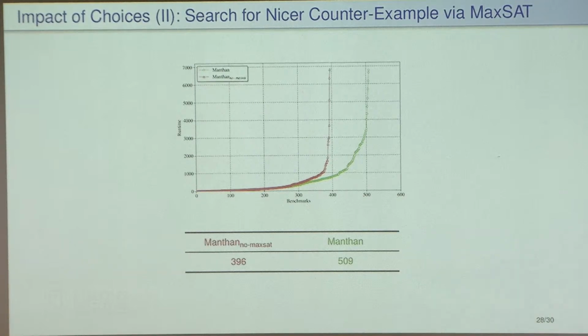Another case is about searching for nicer counterexamples. Typically one is very eager to fix. You get a counterexample and you want to immediately fix with respect to that counterexample. Here it turns out that finding a nicer counterexample using the MaxSAT solver and then repairing with respect to it is much better. There's again a difference of about 100 instances.